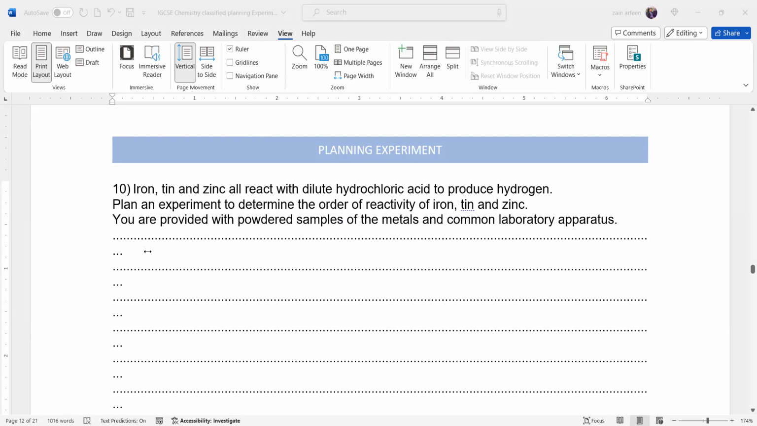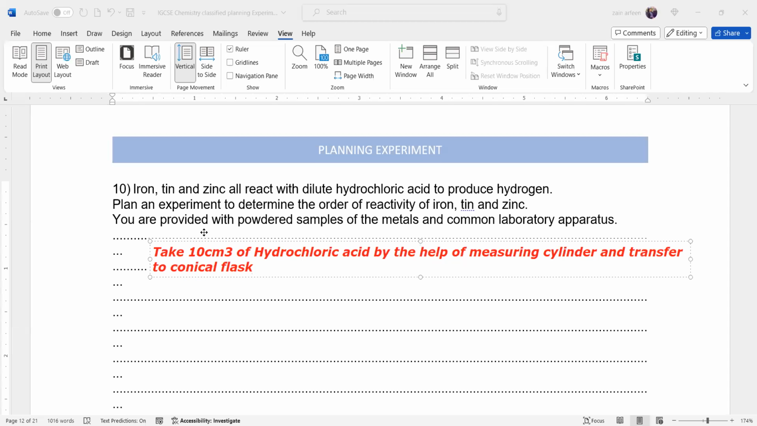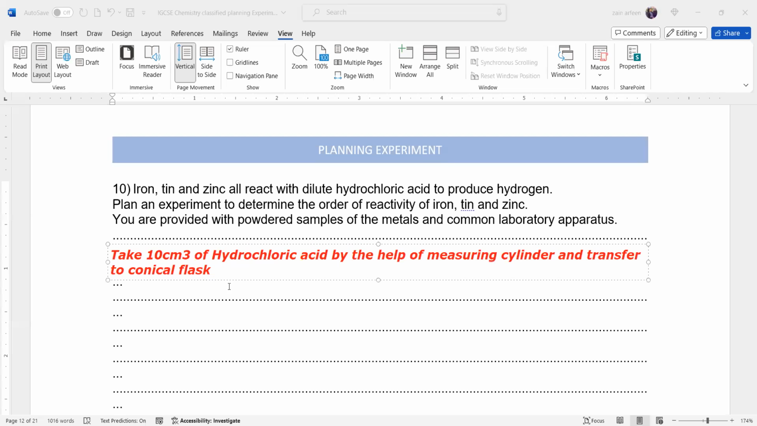So for the first example, we'll take 10 cm cubed of hydrochloric acid by the help of a measuring cylinder, and we transfer that into a conical flask.